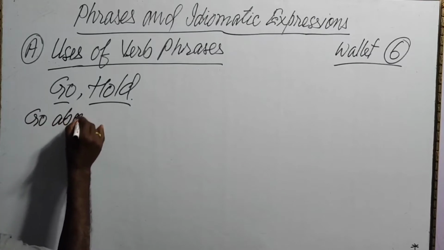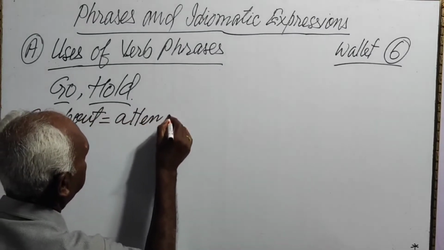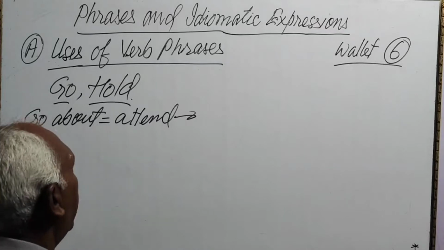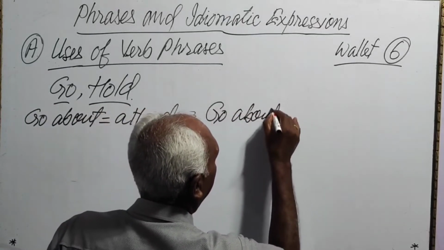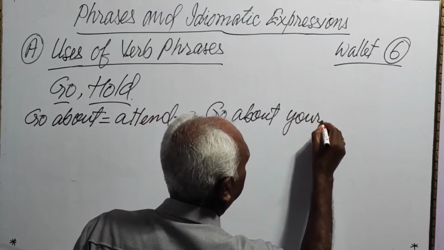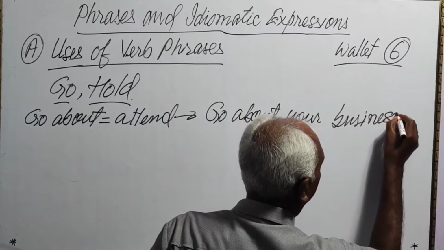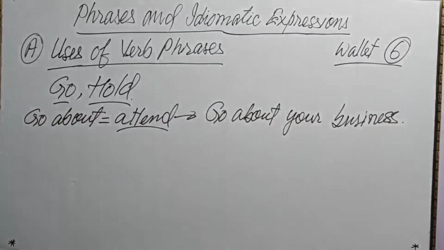Go about, that means attend, ध्यान देना. Use: Go about your business, अपने business पर ध्यान दो. Attend means ध्यान देना. Go about your business.